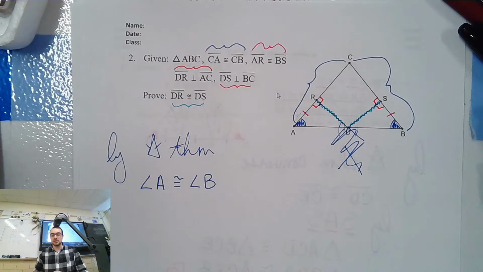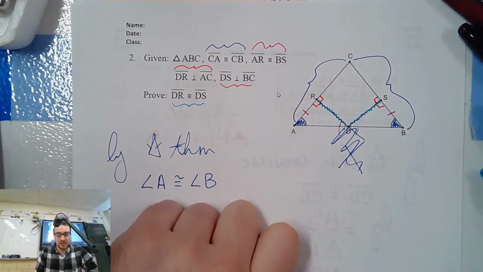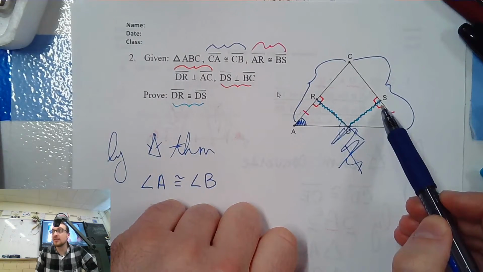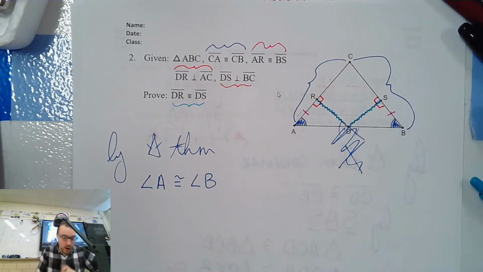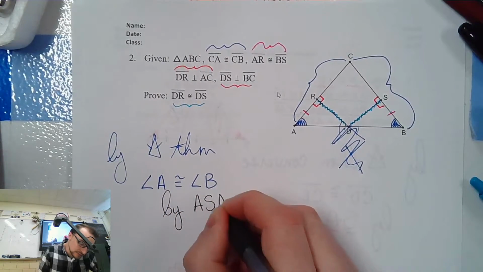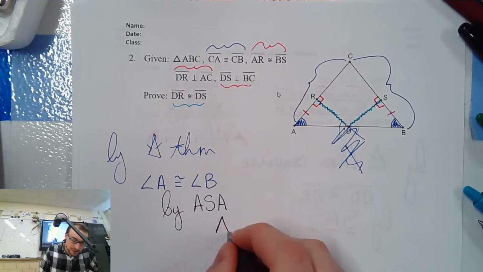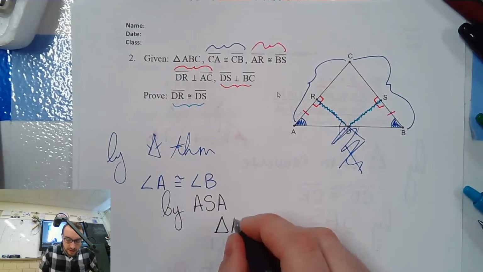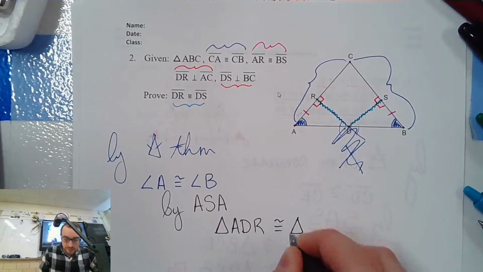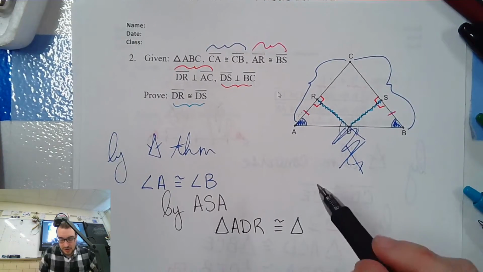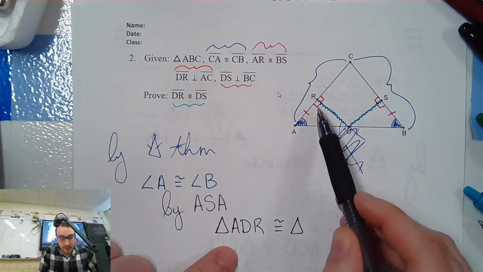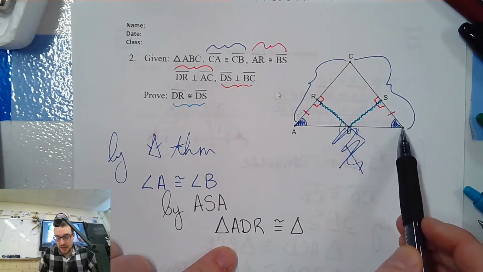Now do we have enough information to prove these two triangles congruent? Oh yeah. Angle, side, angle. Let's do it! I know the two triangles are congruent. I'm going to call it ADR. And the other one, I'll call, let's see, A matches up with what? We've got pink and unknown, right? Pink and the hypotenuse.